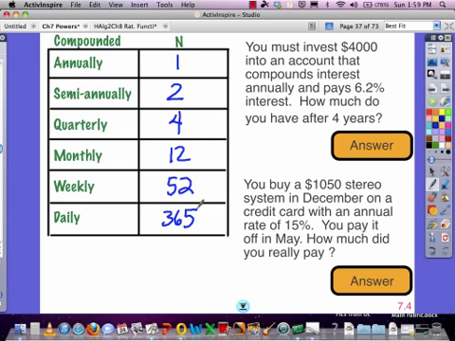So right away you're going to say A equals, our P value in this case is that 4,000 we're going to invest, times 1 plus our rate was 6.2%, but you don't calculate with a percent. You change that to a decimal, make it 0.062, all divided by our N value. Compoundings in this case is the word annual, so that'd be a 1. So if you don't want to write the 1, that's fine. To the power of 1 times t. We're going to leave it sitting there for 4 years.